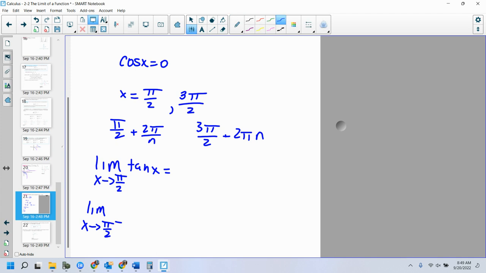Okay, now think about the unit circle. I guess I should do this on the board so we can all see it. Think about the unit circle. Okay, as I approach 90, as I get closer and closer to 90, going this way, what's happening to tangent? Anybody know what's happening to tangent?